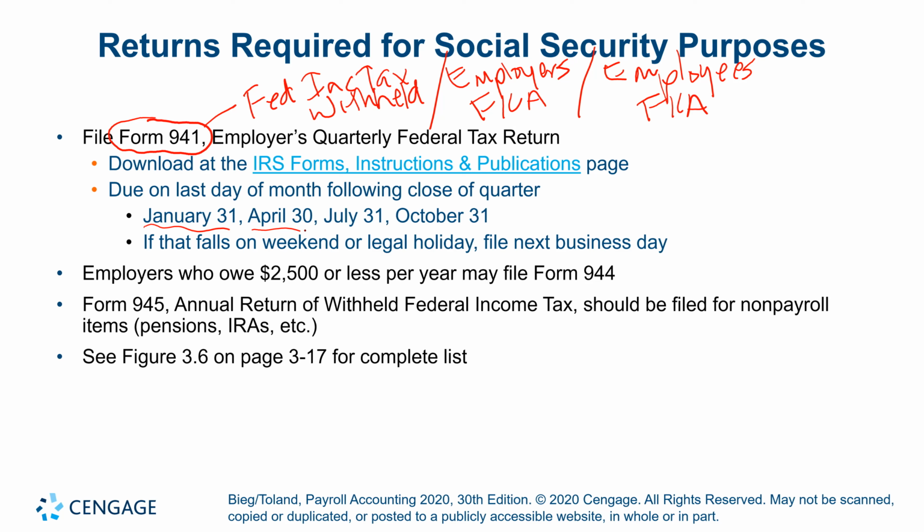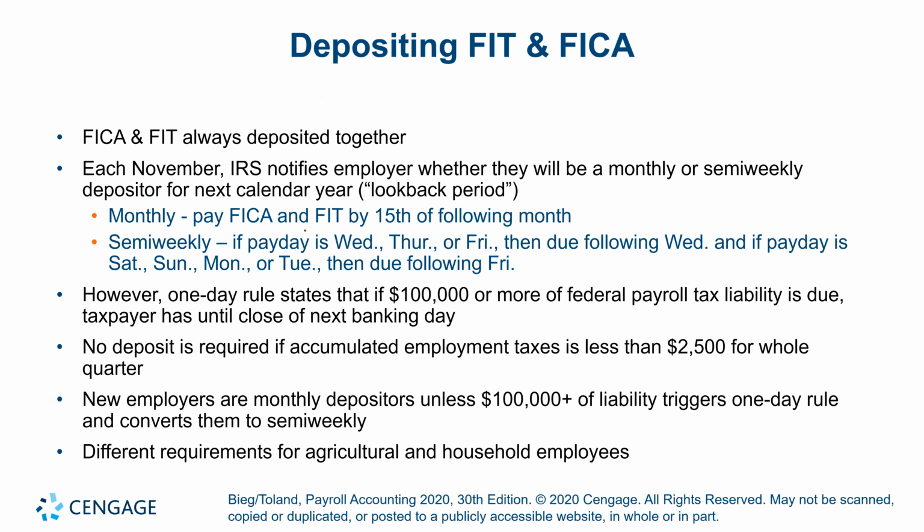So there's a few of these different forms that are talked about, again, bottom of page 17 in chapter 3. But the Form 941 is like the main or parent form, if you will. All right, so depositing federal income tax and then FICA, Social Security, FICA, Medicare.